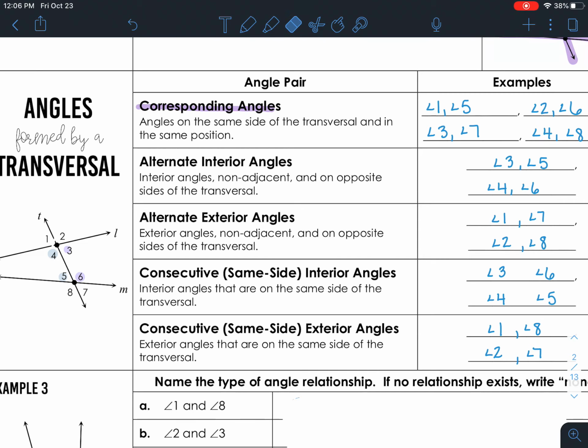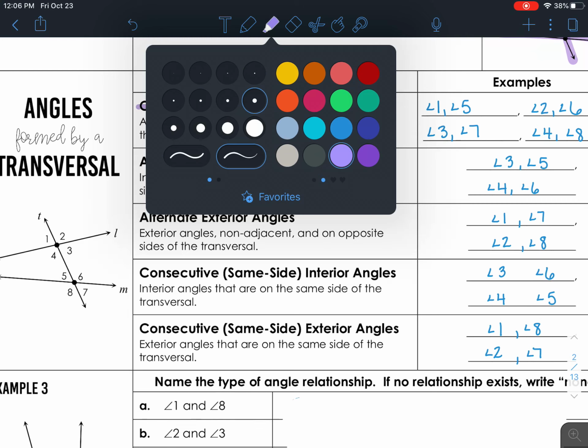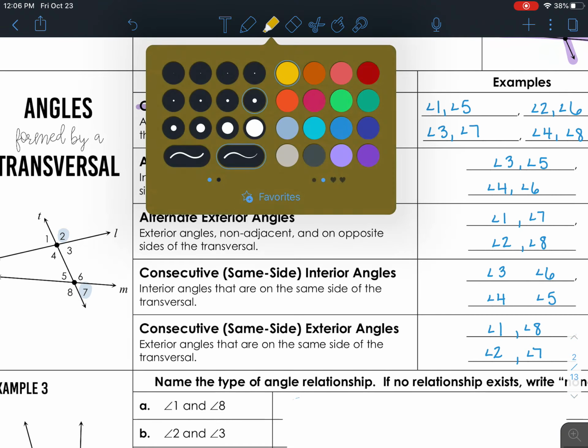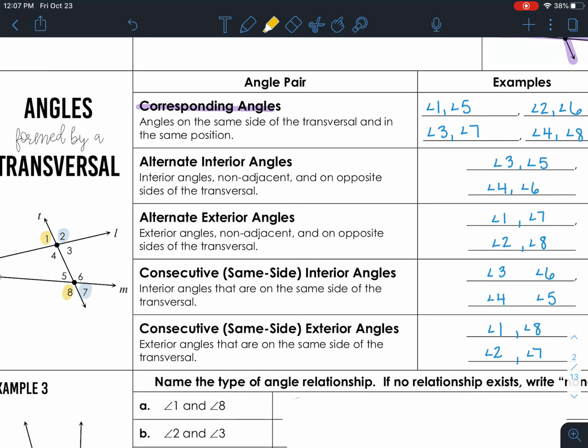Okay, another last one is going to be consecutive exterior. So again, same idea as our consecutive interior, but these are now on the exterior. So 2 and 7 are consecutive exterior angles. And then 1 and 8 are consecutive exterior angles. Again, same side of the transversal, either both on the inside or both on the outside.